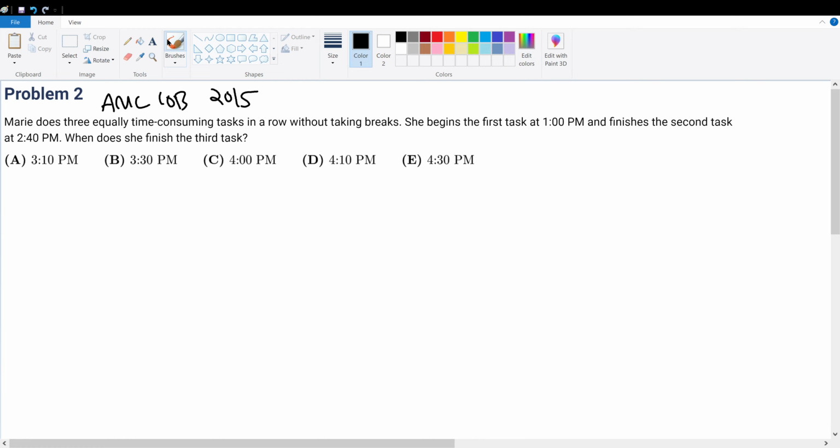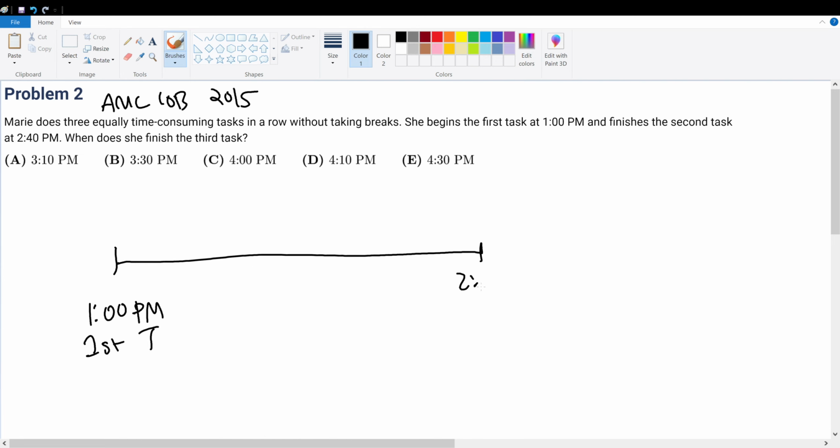So to do this, we have to simply draw out the information that's given to us. It tells us that she begins the first task at 1 p.m. So this is the first task, and then she finishes the second task at 2:40 p.m. So this is 2:40 p.m. and this is the second task. But notice that this is the end time. So somewhere in between, Marie had to have started the second task and ended the first task simultaneously.